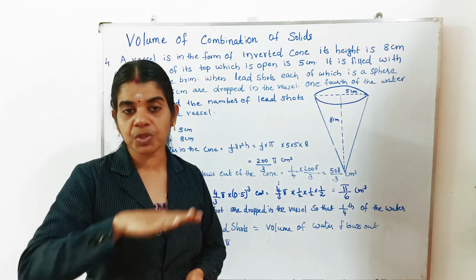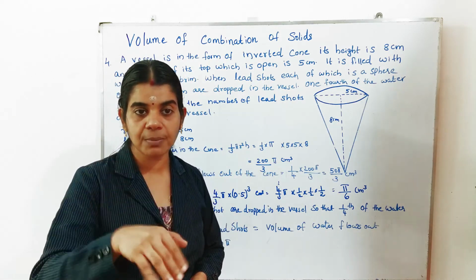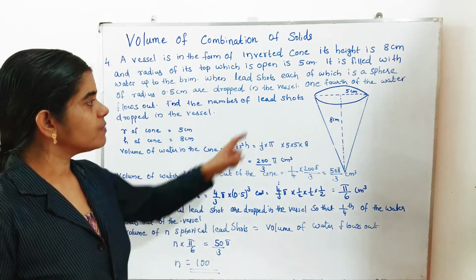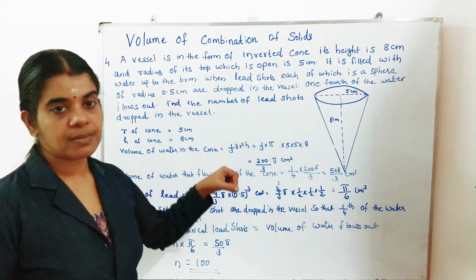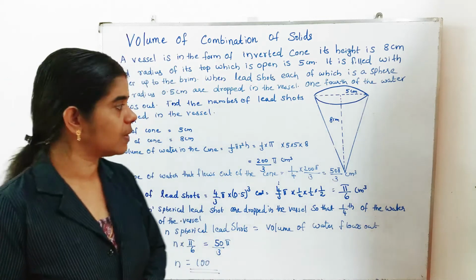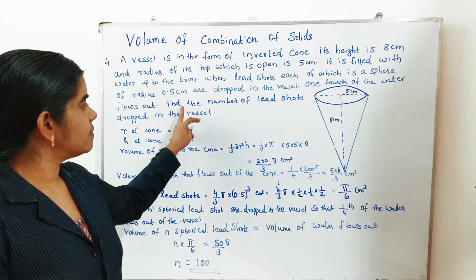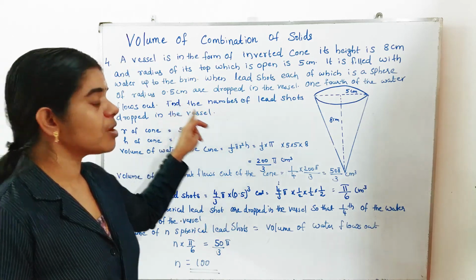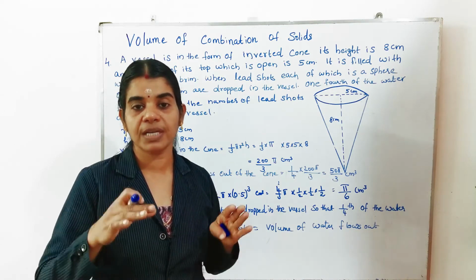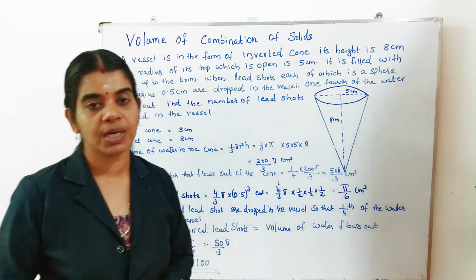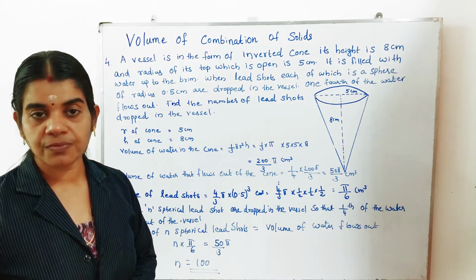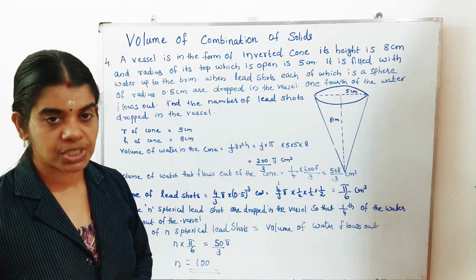Normally you know that up to the brim the water is there. If you put something in that water, water flows out. Like that, 1/4 of the water flows out. But total how much was the water? It's 1/4 of the water flows out. Then find the number of lead shots dropped in the vessel. How many number of lead shots you put in that water, in that cone? Then 1/4 of the water flows out. You want to find the number of lead shots.